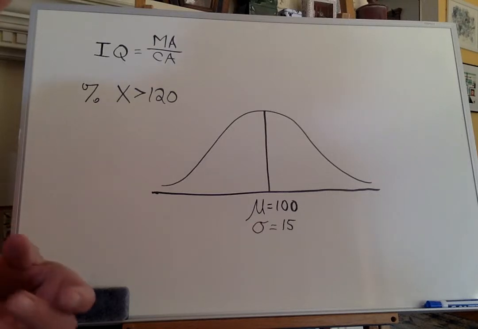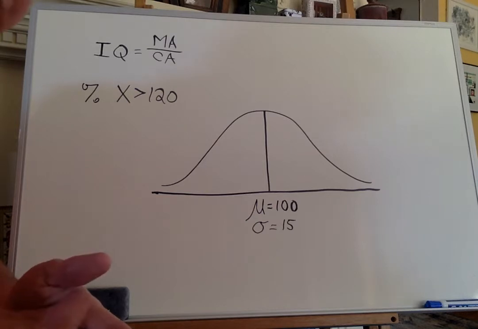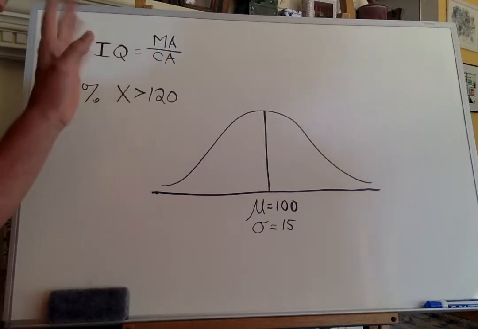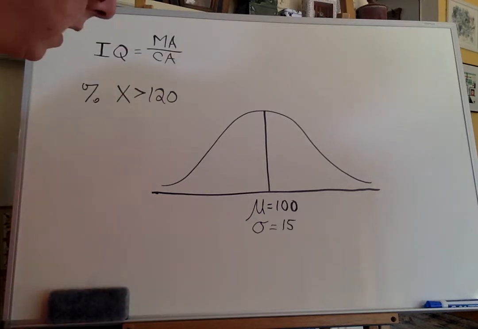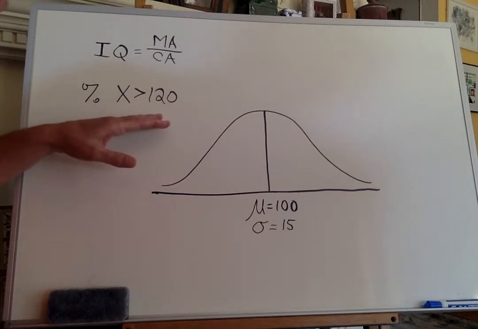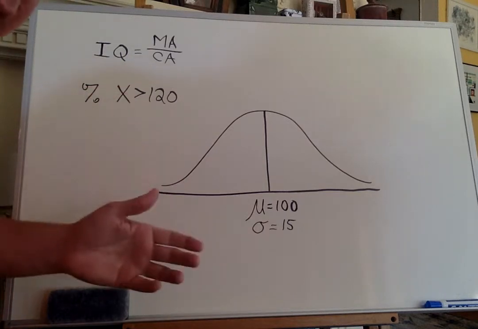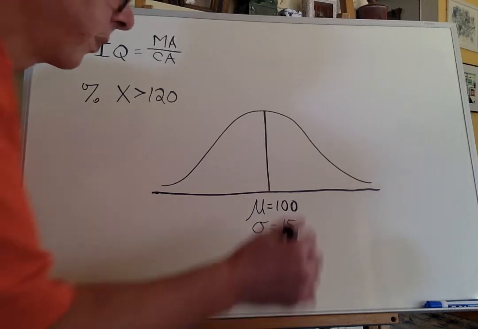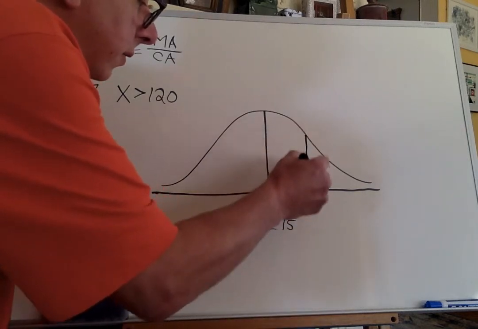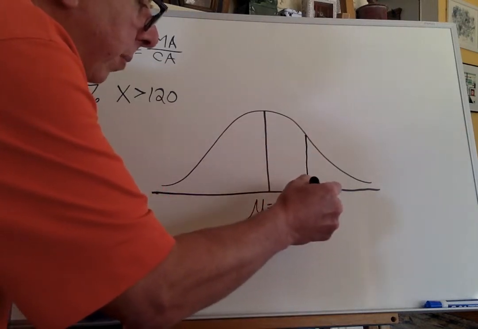Okay, greater than 120. Someone who has an IQ score of 120 is above average. If they were 10 years old, they would have a mental age of a 12-year-old. And we could do the other ages as well. But that's a pretty impressive IQ score, I think. Let's take a look. I'm going to put that score here.